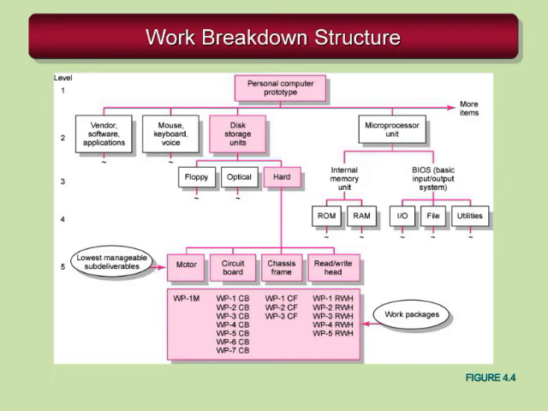And then we can actually see what work is going to get done within that smaller infrastructure. Looks like we've got one work package for the motor, and so that might imply that we're going to buy one from a vendor, and that work package just involves procurement. We have 7 work packages for the circuit board, and we've coded them with a CB, meaning circuit board. We've got 3 work packages for the chassis frame and 5 for the read-write head. So you can see all the tasks. There's a total of 17 tasks required just for the hard drive to be completed.